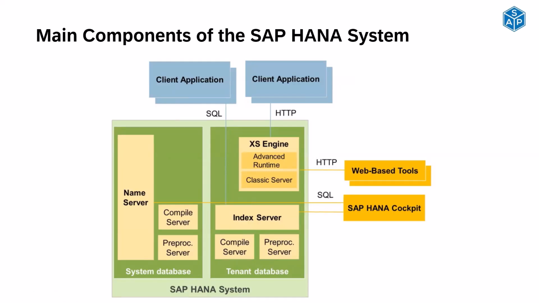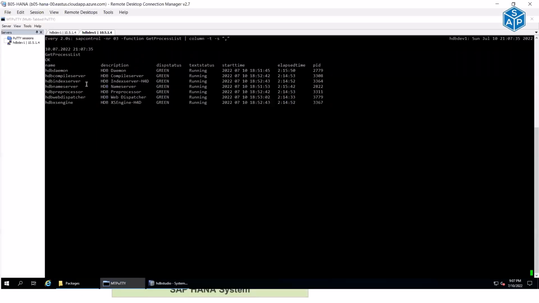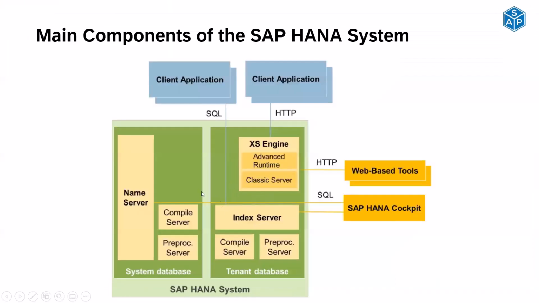But if you go in the screen over here, you will find that there is only one compile server for the system DB and one preprocessor for the system DB. There is no separate compile server and preprocessor for the tenant database. Do you get it? Okay. So I think this diagram is a little confusing. I need to check it more, like why it is showing a separate compile server and preprocessor for this tenant database.